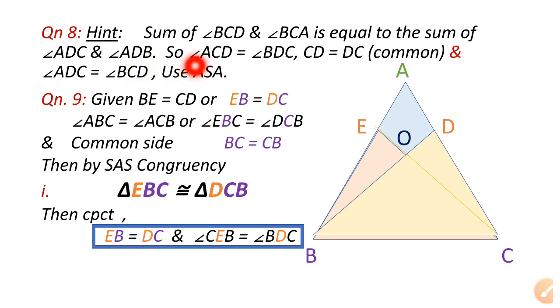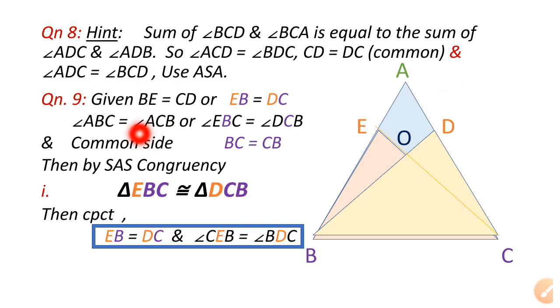So angle ACD is equal to angle BCD. That is the required thing here to prove the triangles congruent. Then the side is common, CD and DC mean the same side. And the final one, ADC is equal to BCD, it is given. So you can use the angle side angle congruency rule, find those two triangles congruent, and then proceed with the solution.